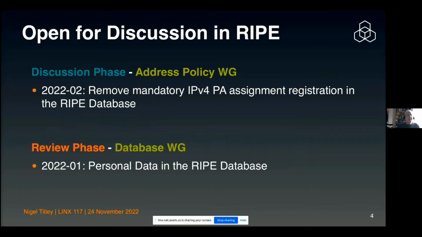Okay, there are only two policies open for discussion in the RIPE region at the moment. There's 2022-02, which is to remove mandatory IPv4 PA assignment registration, and also the review phase for 2022-01, which is personal data in the RIPE database. So let's look at the first one of these first.